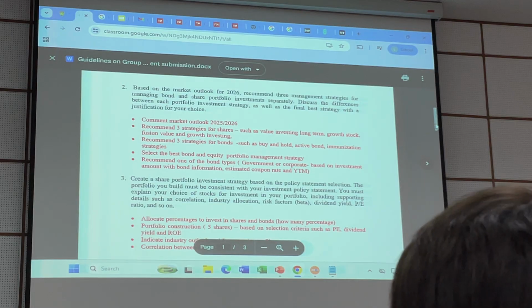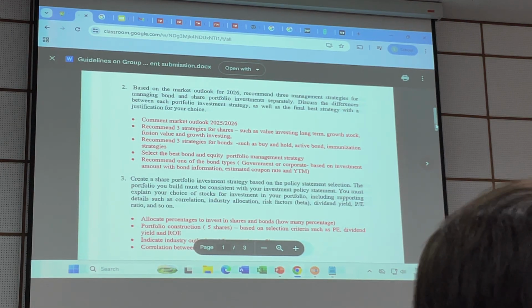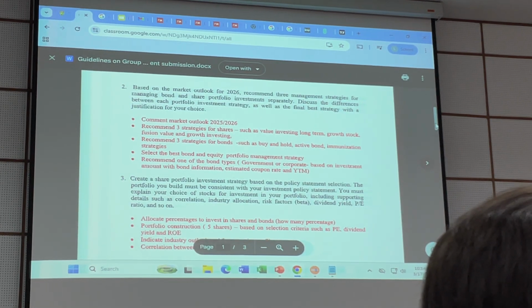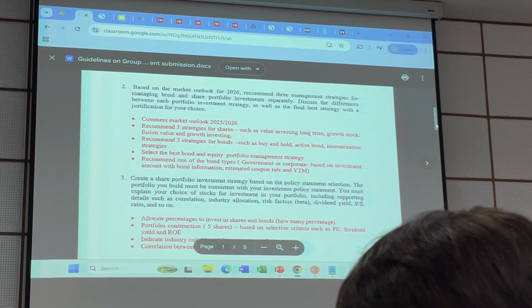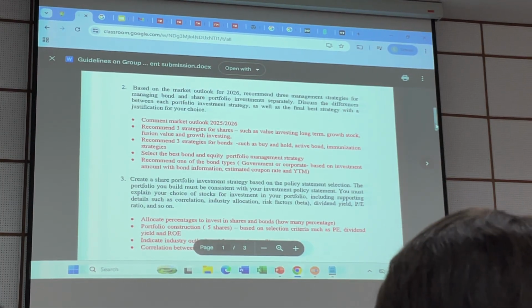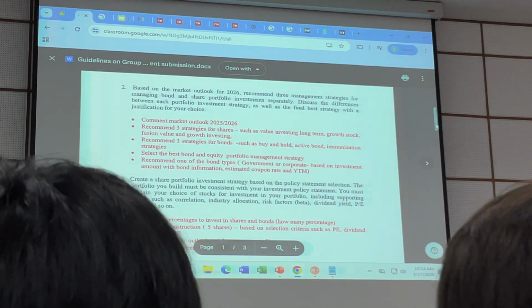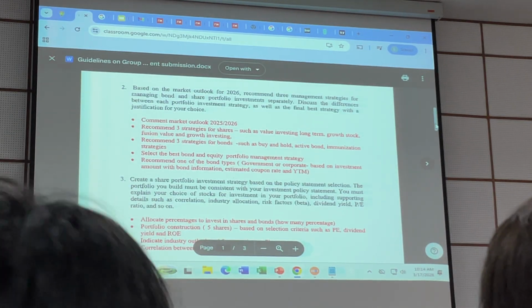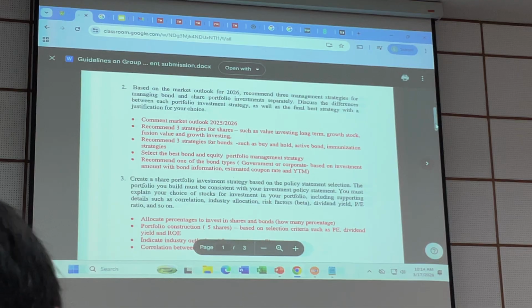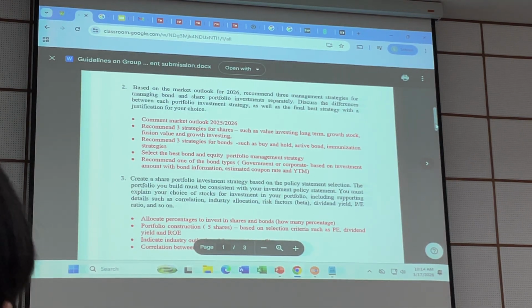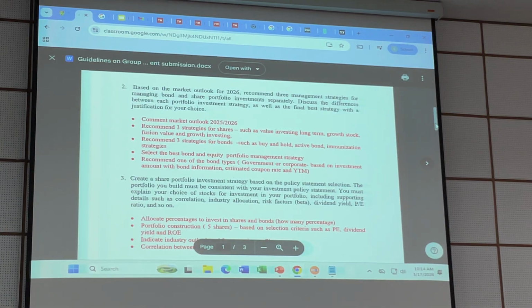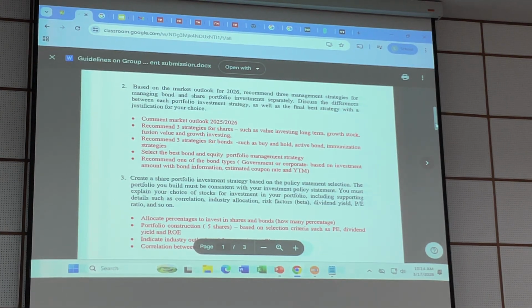And recommend 3 strategies for bond: buy and hold, active, immunization strategy. And select the best bond equity portfolio management strategy. Based on the 3 strategies you recommend, you select the one best, based on the 5 stocks you select. How do you define growth stock? How do you define value stock? It can be value and growth. It can be buy and hold for bond. And recommend 1 type of bond, government or corporate, inside your recommendation.